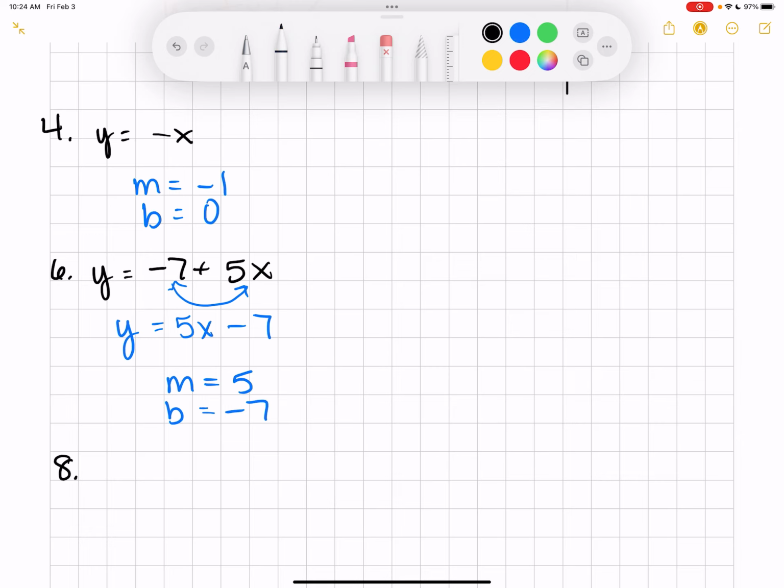Number 8. y is equal to -1/4 times x plus 8. So this one is written in the right order. We always want it in y equals mx plus b. So what is my slope of this one? -1/4. And then my y-intercept? 8.